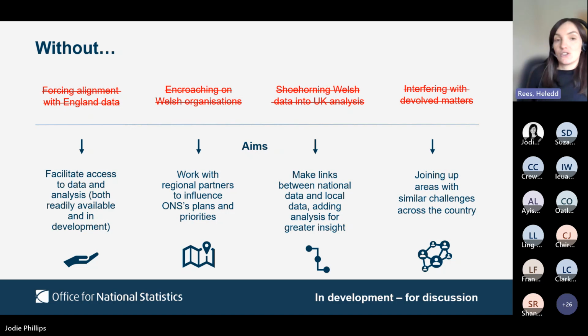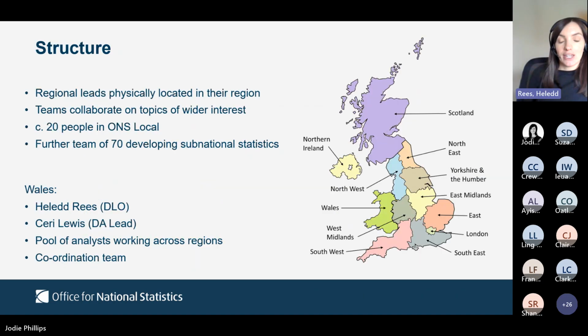Next then is the structure of our team. On the next slide, we've got analysts based across the country in each of the 9 England regions and then in each of the devolved administrations. So I'm based here in Wales. And we've got a team of over 20 people in ONS Local, so a variety of regional leads and a pool of analysts.